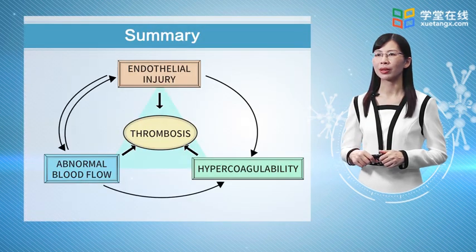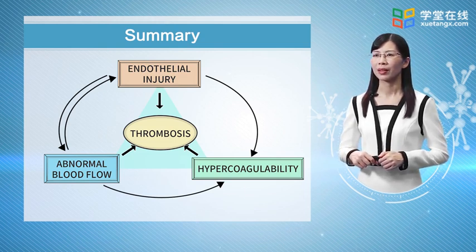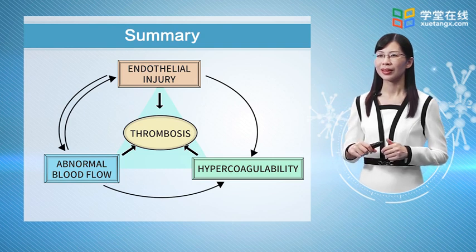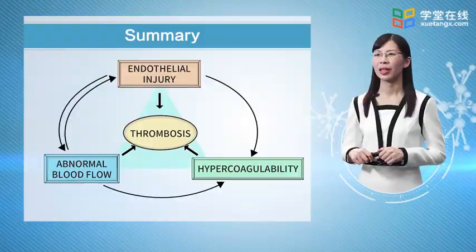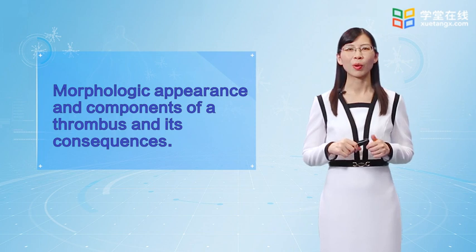Now, let's summarize pathogenesis of thrombosis. Pathogenesis of thrombosis includes endothelial injury, abnormal blood flow, and hypercoagulability. Injury of endothelium is the most important factor. These factors may act independently or may combine to promote thrombus formation. This is the first part of thrombosis. Next time, we will discuss morphological appearance and components of a thrombus and its consequences.